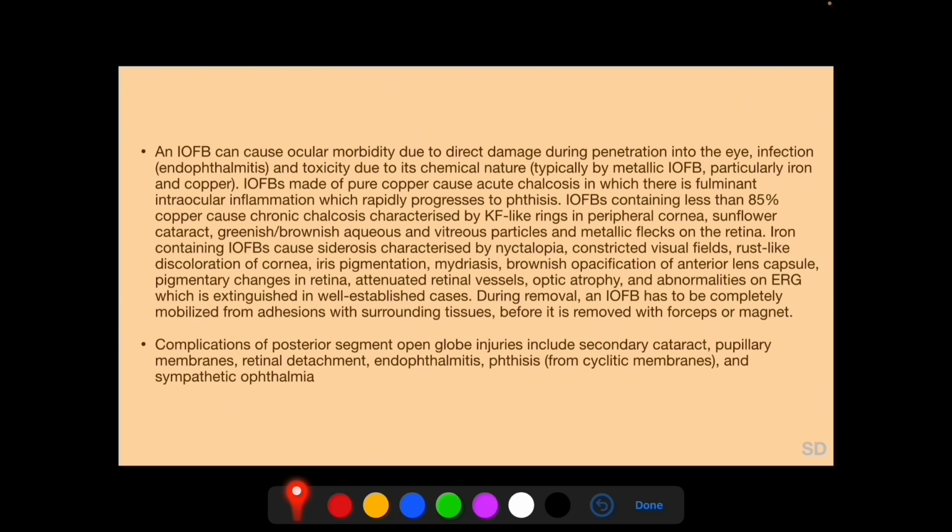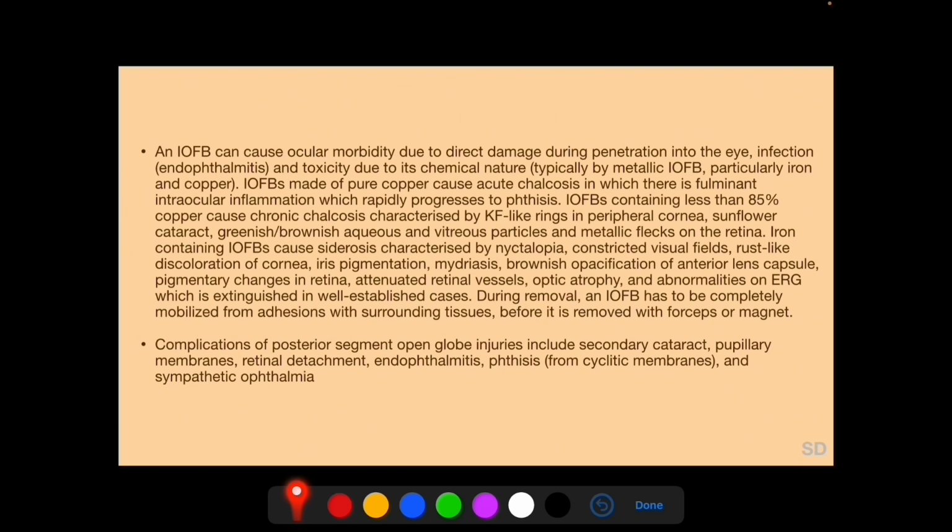Iron-containing intraocular foreign bodies cause siderosis characterized by nyctalopia, constricted visual fields, rust-like discoloration of the corneal stroma, iris pigmentation, mydriasis, brownish opacification of anterior lens capsule, pigmentary changes in the retina, attenuated retinal blood vessels, optic atrophy, and abnormalities on electroretinography, which is extinguished in well-established cases.